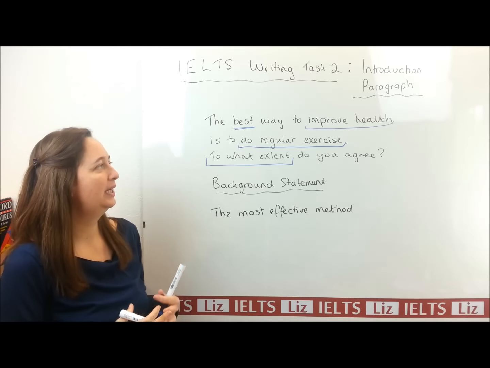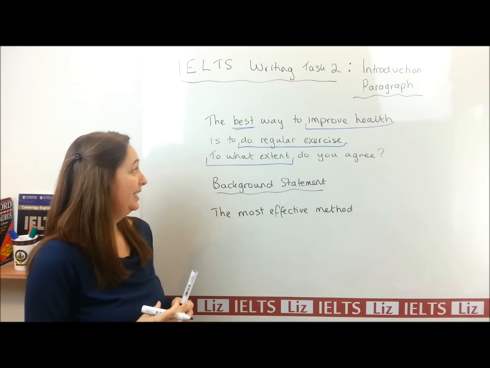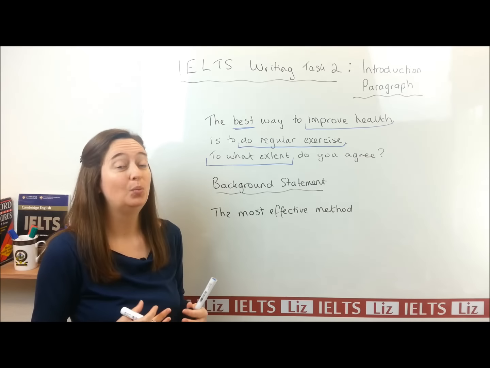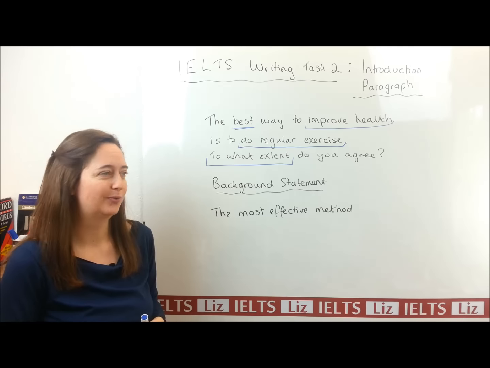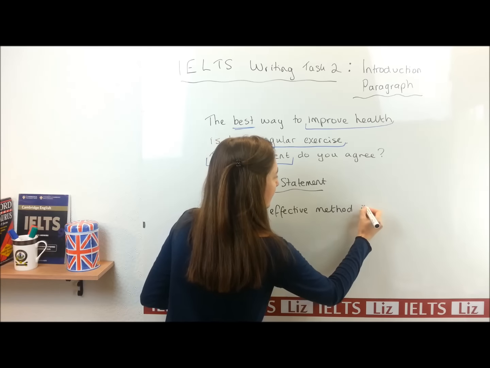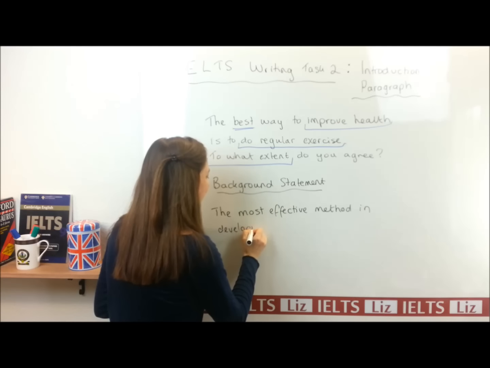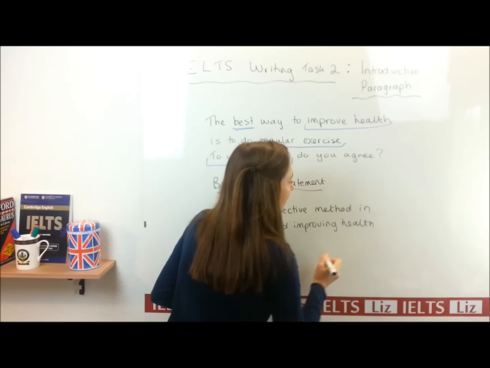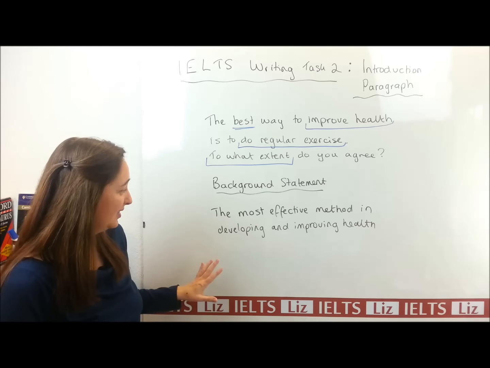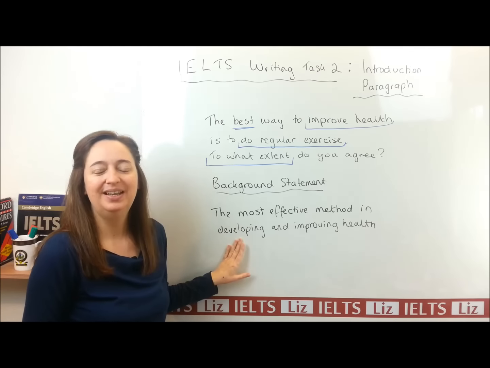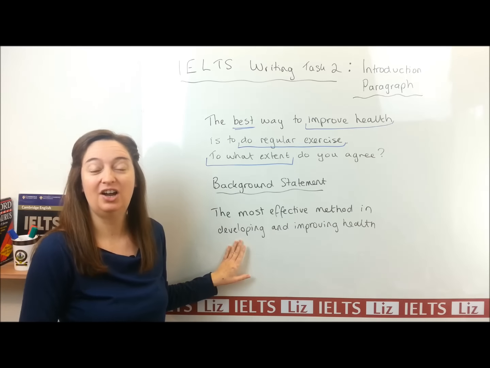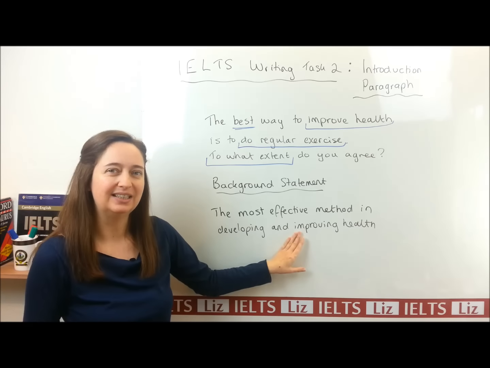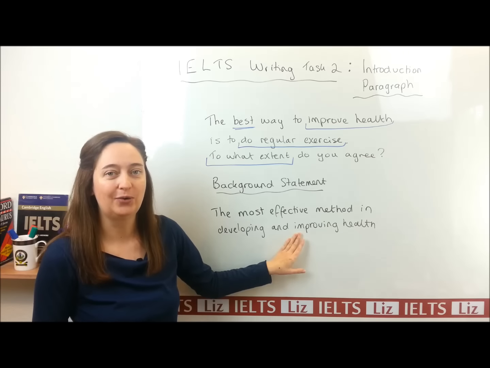And the next one, to improve health. We need to paraphrase that a little bit. Health, we cannot improve. But we could paraphrase the word improve. So the most effective method in developing and improving health. So let's just see what I've done here. Firstly, I've added an extra word. And I've added this to show IELTS that I can paraphrase and I understand the meaning. I've added this word because I still like it. I still think it's a very good word to use for this sentence.